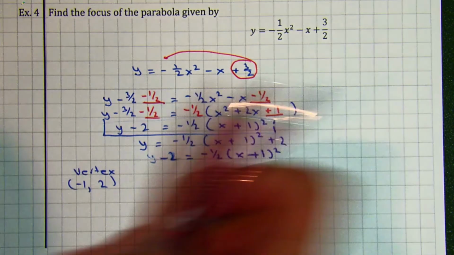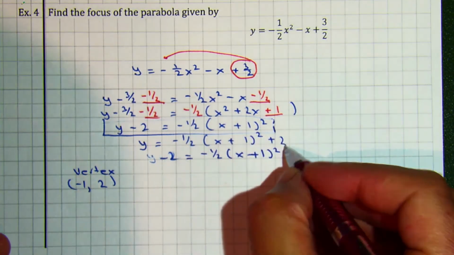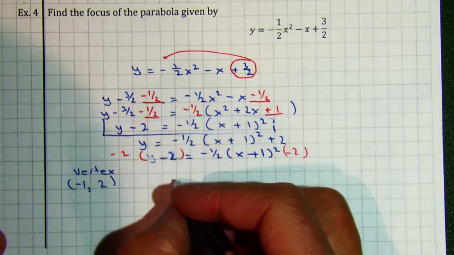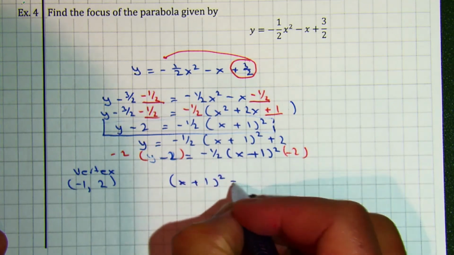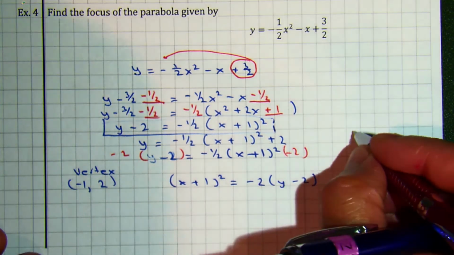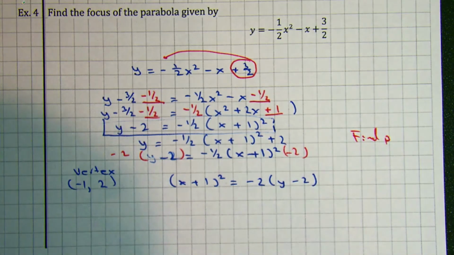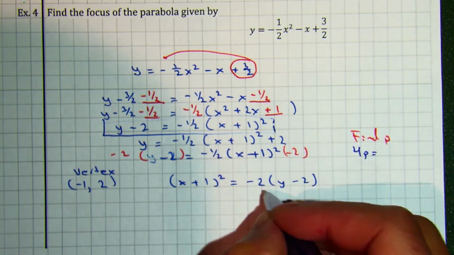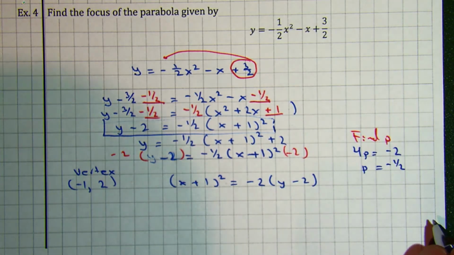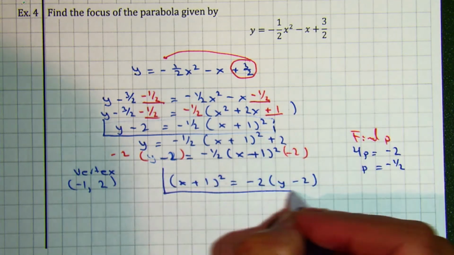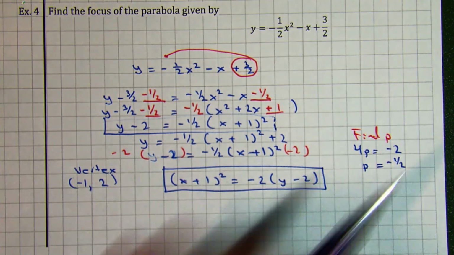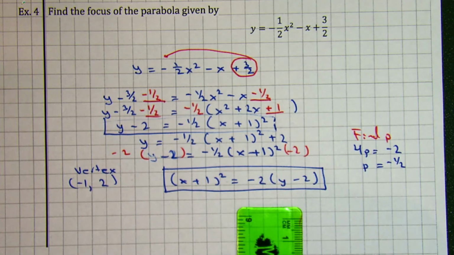I'll multiply by 2 on both sides, so I can find the value of p, by negative 2. So therefore, I have (x plus 1) squared equals negative 2(y minus 2). And now we can find the value of p. According to the equation, 4p equals this number, which is negative 2. So therefore, p equals negative 1/2. So therefore, my parabola is facing down.